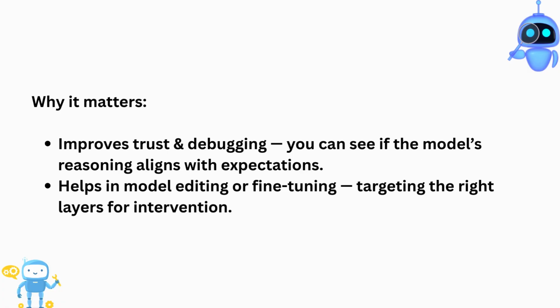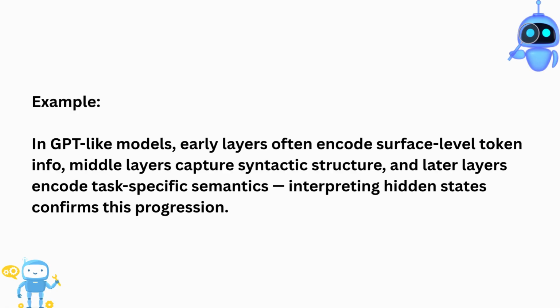Why it matters. Improves trust in debugging. You can see if the model's reasoning aligns with expectations. Helps in model editing or fine-tuning, targeting the right layers for intervention. Example: in GPT-like models, early layers often encode surface-level token info, middle layers capture syntactic structure, and later layers encode task-specific semantics. Interpreting hidden states confirms this progression.